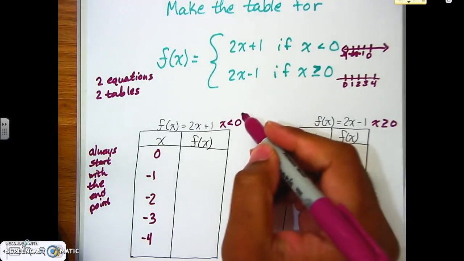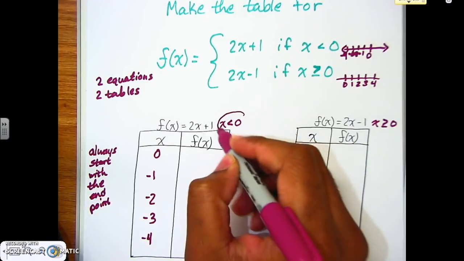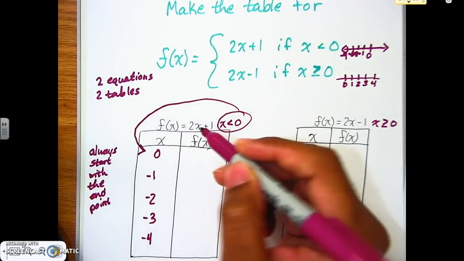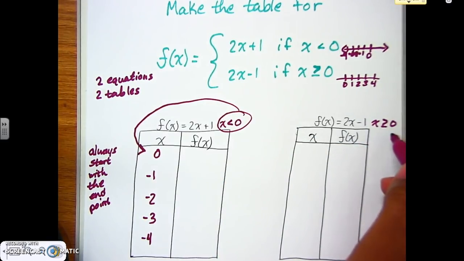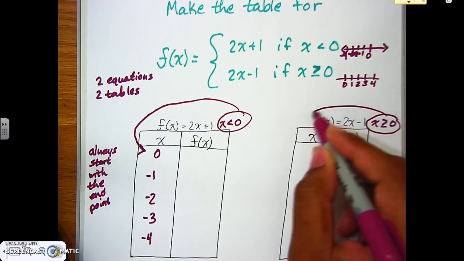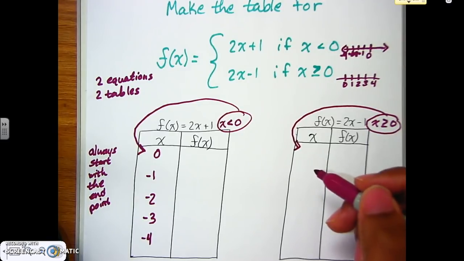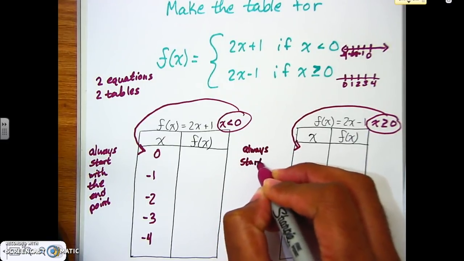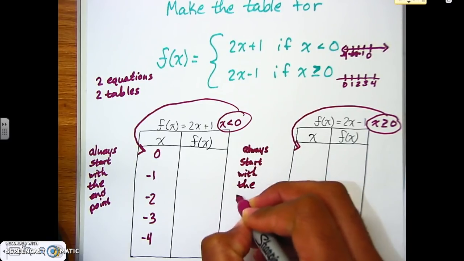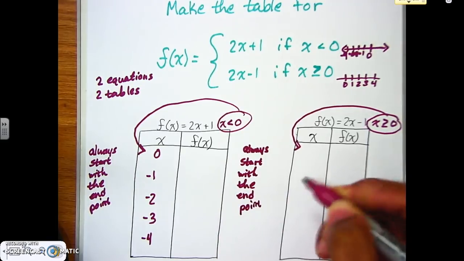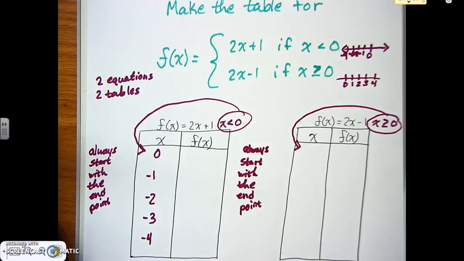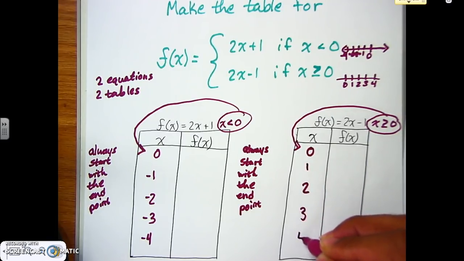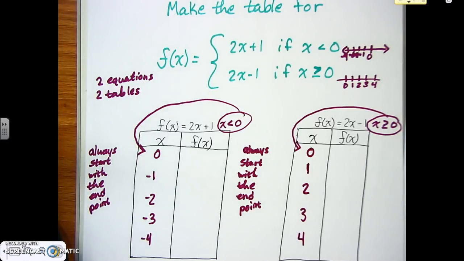All right, for this other one, and again, let me just show you this part too, because I like drawing this part here. So all the x values are coming from here. From x is less than 0. And then here, x is greater than 0, all the x values are going to go in here. And again, always start with the end point. So here, we're going to start with 0, and we're going to go up to positive. So 1, 2, 3, 4. And again, you can go past 4 if you want to, but you need to at least have 5 numbers. Okay, so we have all that going on.